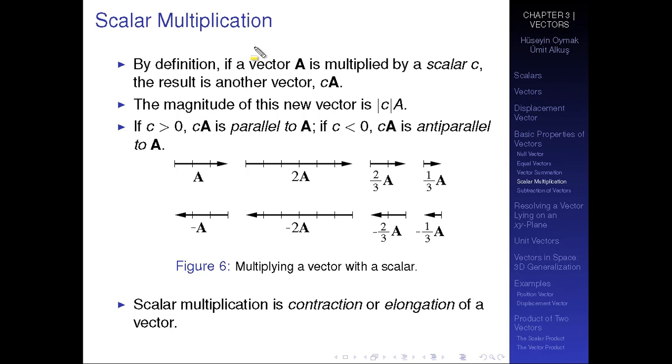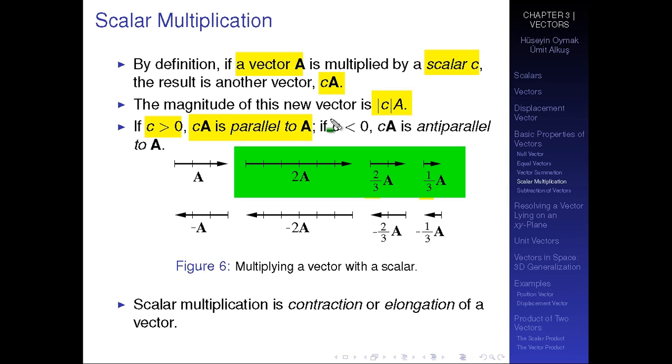By definition, if a vector A is multiplied by a scalar C, the result is another vector C times A. The magnitude of this vector is the absolute value of C times the magnitude of A. If C is positive, say 2, 2/3, and 1/3, then C times A is parallel to A, as shown in this figure.